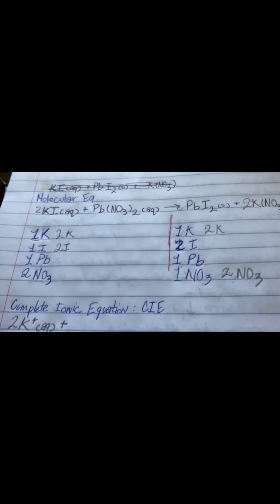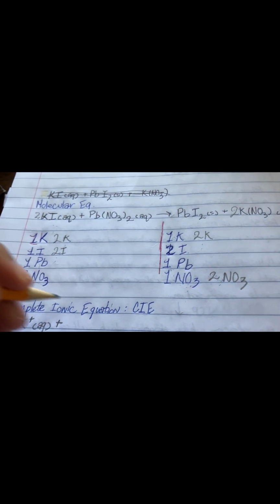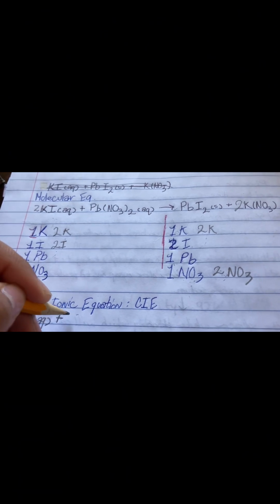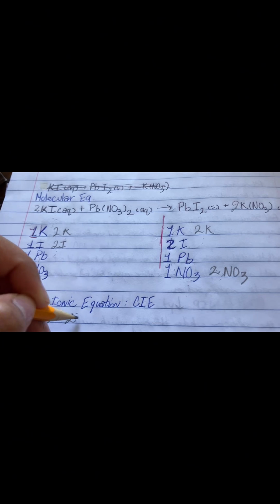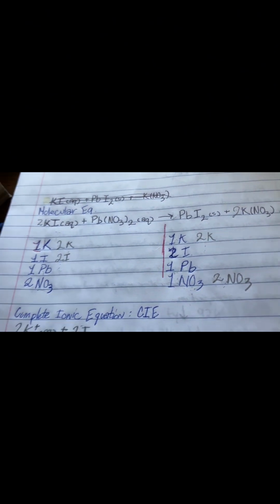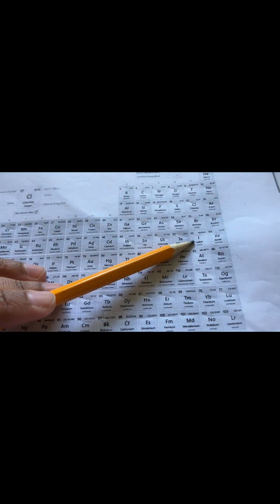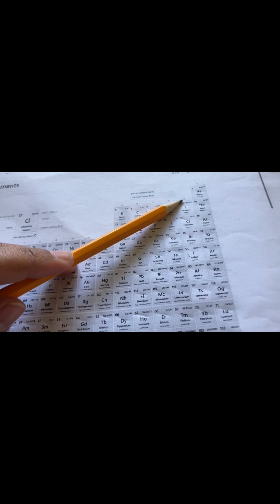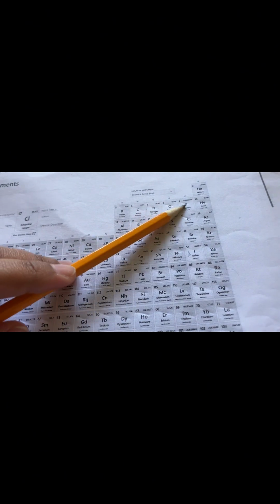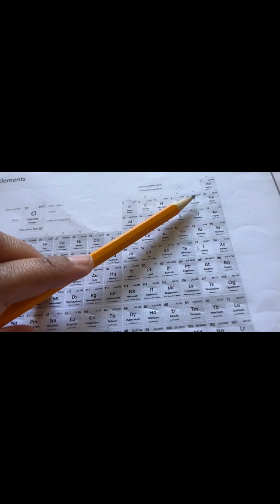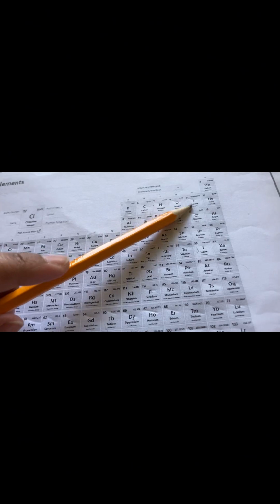Now, next one is I, or iodine. So we know that there's 2 iodines. But what charge does iodine have? Well, iodine is found right here. And it is on this column. So it has a negative 1 charge. So rewrite negative.